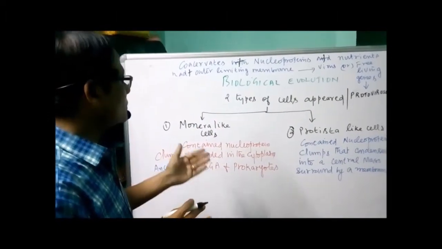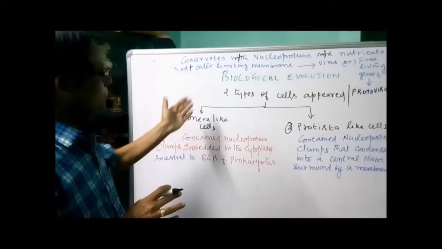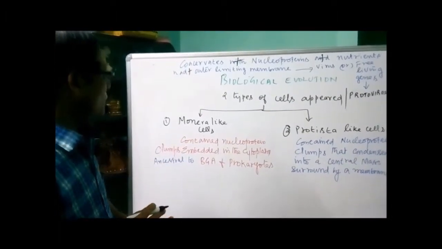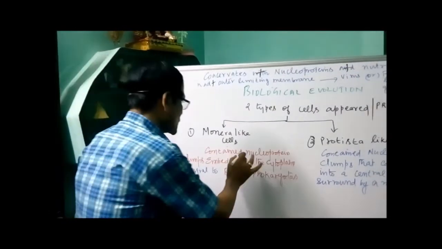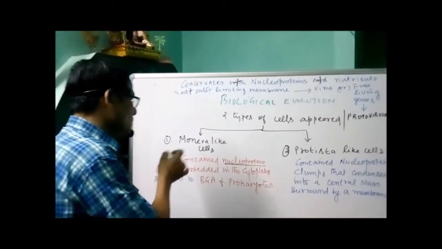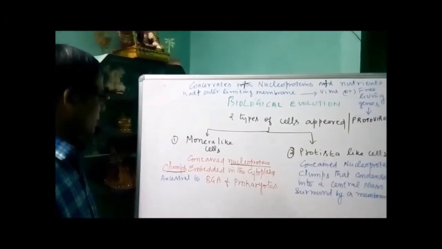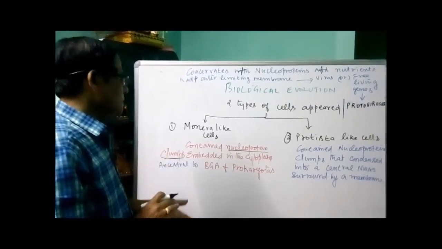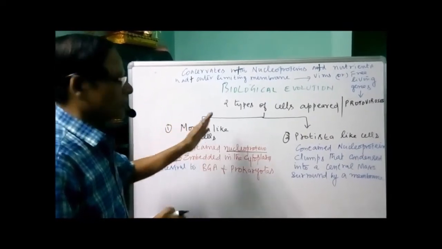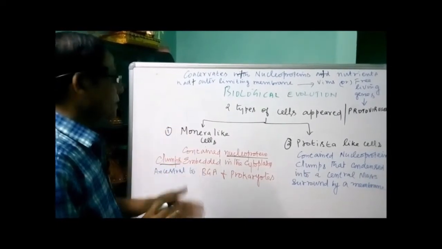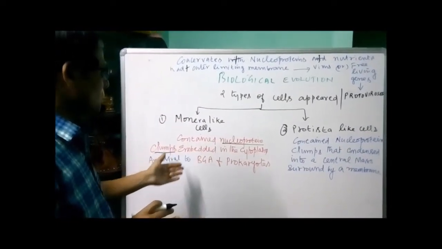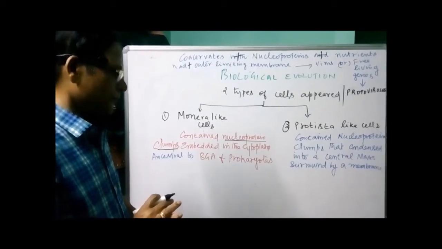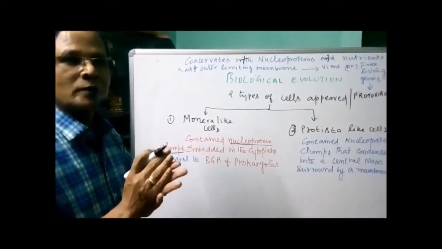This is one. Now during that time, once after the formation of free living genes or the protoviruses, we had the appearance of two types of cells, which were more significant. One type of cell contained nucleoprotein clumps, a mass of nucleoprotein embedded in the cytoplasm without any outer membrane. And this is similar to what is called the cells of Monera. Now these Monera-like cells became the ancestral cells to blue-green algae and prokaryotes. The blue-green algae were the first photoautotrophs that formed during the origin of life, during biological evolution.